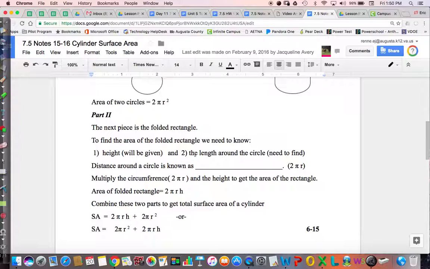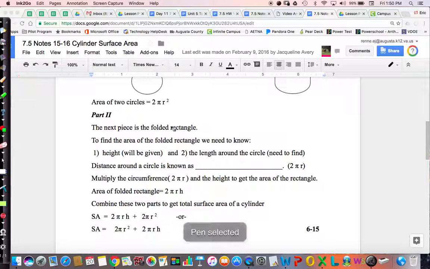So to find the area of the folded rectangle, we need to know the height, which will be given, and the length around the circle. That's what we need to find. So the distance around the circle is known as circumference, and that's what I just explained when we looked at that video. And one way to represent circumference is 2 pi r. It can also be represented by pi times d. So we multiply the circumference, 2 pi r, and the height to get the area of the rectangle. So we call the area of the folded rectangle 2 pi r h.